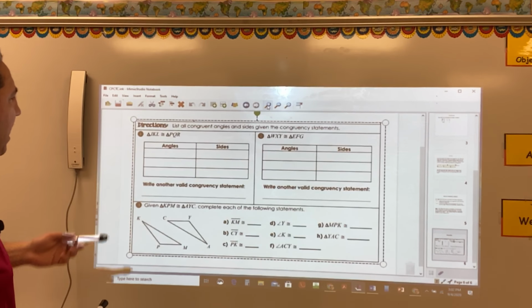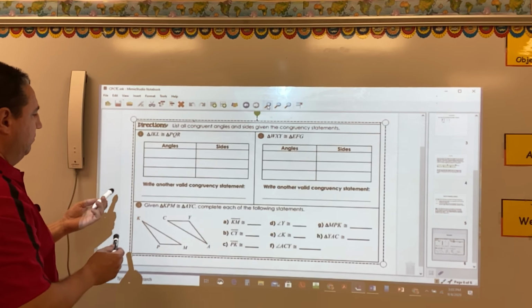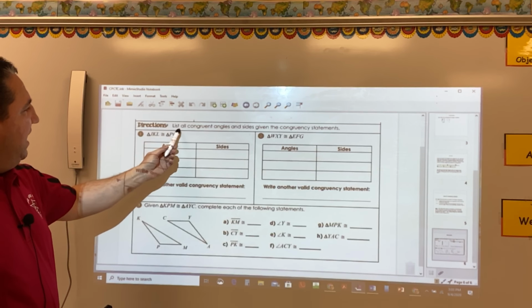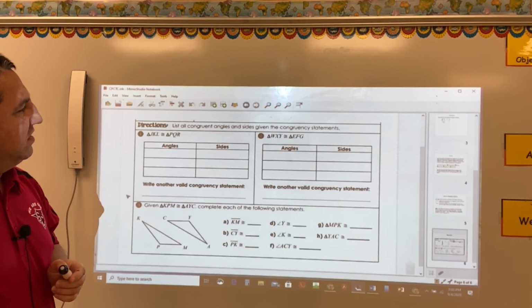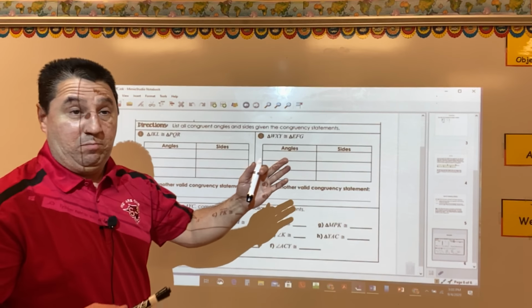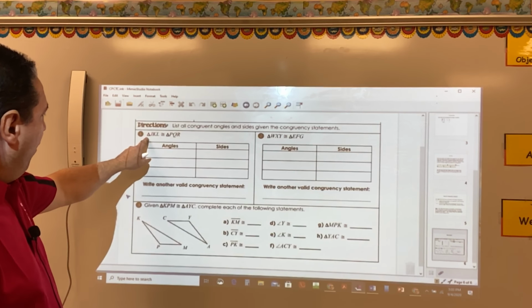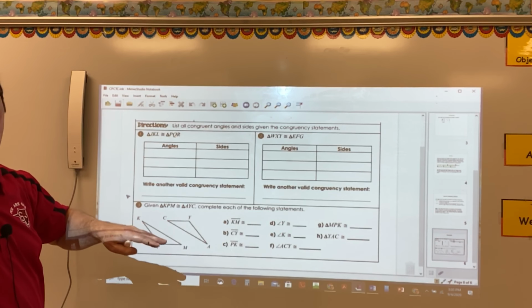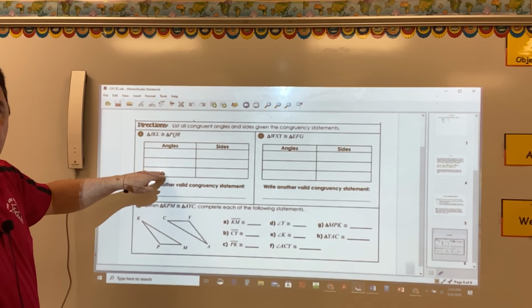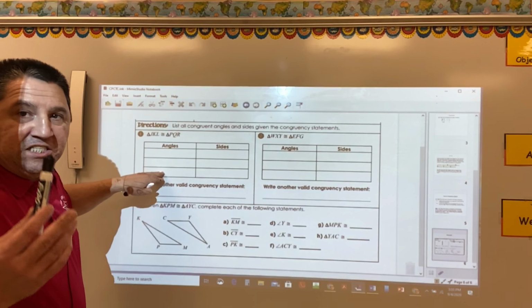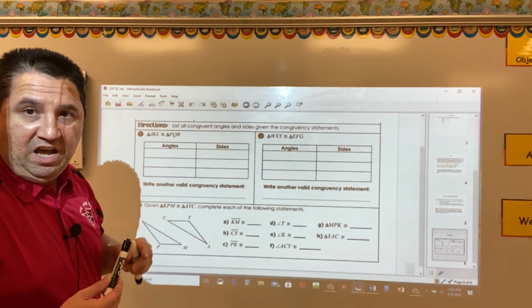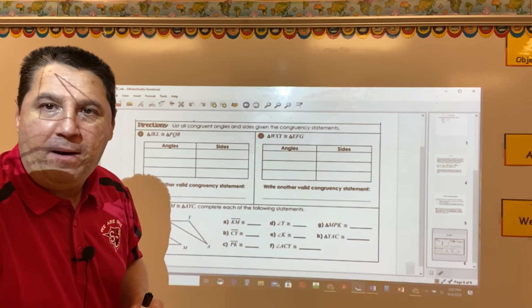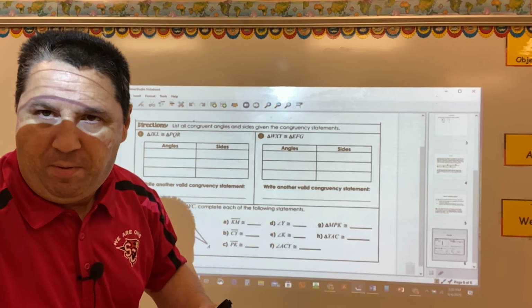Good. Directions. List all congruent angles and sides given the congruency statement. We have triangle JKL congruent triangle PQR. We have to come up with 6 congruency statements, yeah? One for each pair of parts.